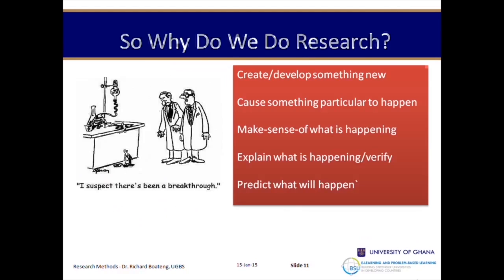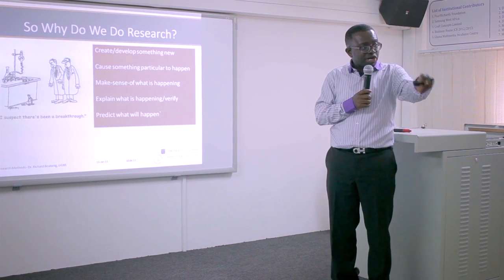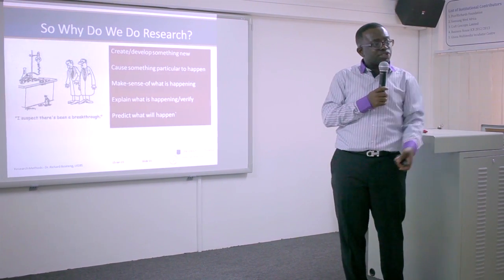Good. So now we ask, why do we do research? Now we may do research for a number of different reasons. One of the reasons why I may do research is to create something new or to cause something particular to happen. Or to make sense of what is happening. Now, if you want to cause something particular to happen, it's like you predict what will happen, and then you find out if it will happen that way, will it really happen in A, if it's actually happening in B. Or to explain what is happening or verify, like going to a community, you want to try to find out why it is acting this particular way. Or to make sense of what is going on, you have to describe it. You see, description is different from explanation. Describe what is going on, then explain to know what is behind what is going on.